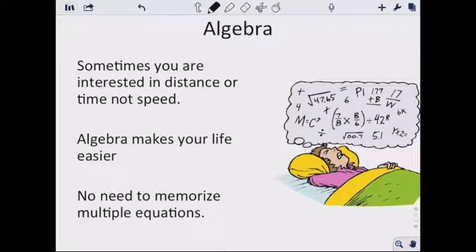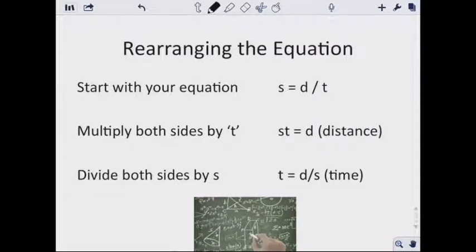Sometimes you're interested in distance or time, not speed. I know that algebra makes our life much easier, and there's no need to memorize multiple equations. So that's how it makes our life easier. If we know a little bit of algebra, we know that we don't only need one equation, and then we can solve for multiple equations from that one.